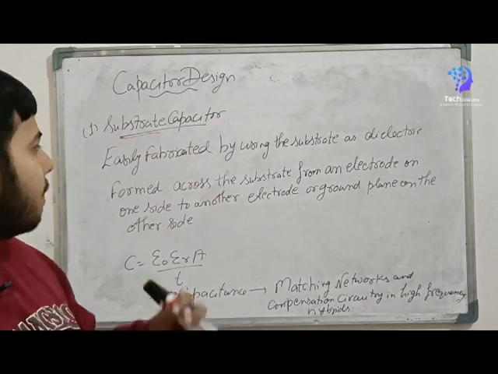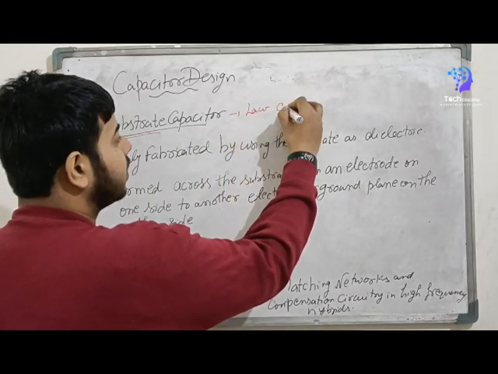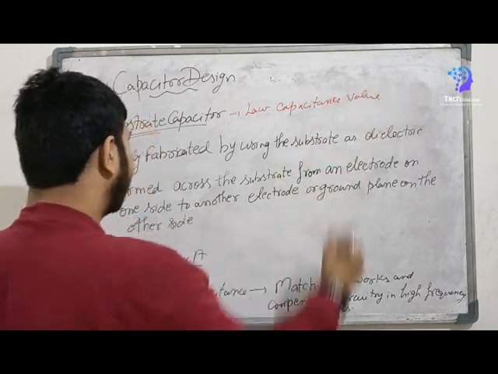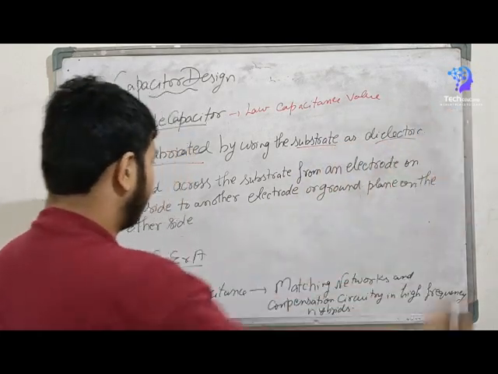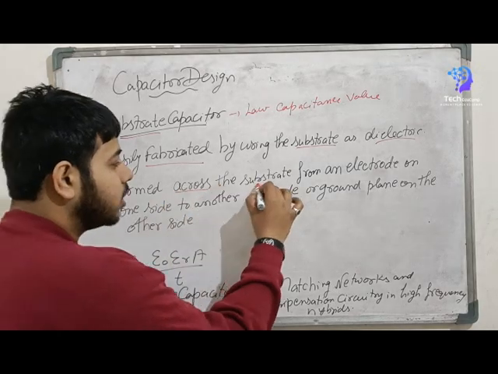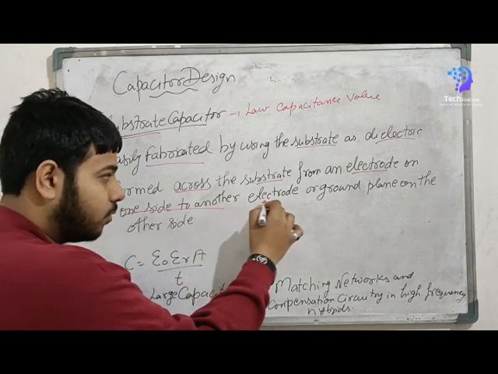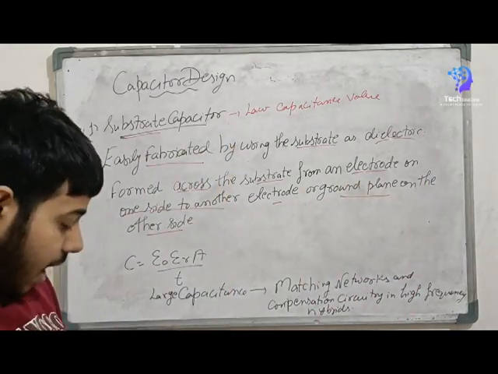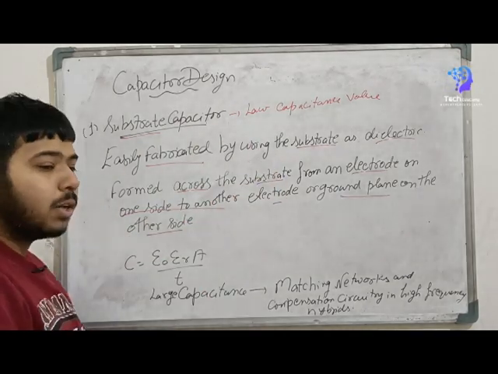Substrate capacitor. These capacitors are of low capacitance value, that is why they can be easily fabricated by using the substrate as a dielectric. So how are they formed? They are formed across the substrate from an electrode on one side to another electrode or the ground plane on the other side. And how can their capacitance value be calculated?